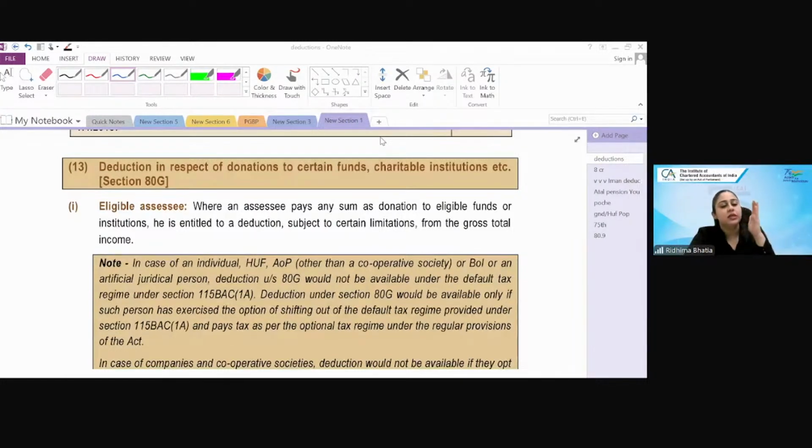Again, the limit is rent minus 10% of adjusted gross total income, 25% of the gross total income, or 5,000 per month. The lowest of the three. The lowest of the three.